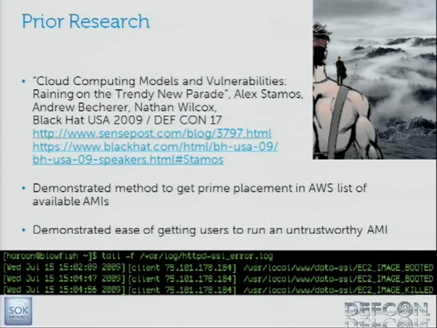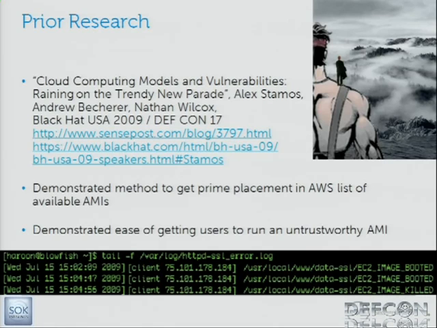As we're going through this, we found some prior research that we thought was interesting and wanted to call out. A few years ago, back at Black Hat 09, DEFCON 17, a group of researchers, including Alex Stamos, delivered a talk called Cloud Computing Models and Vulnerabilities: Raining on the Trendy New Parade. Among other things, they showed two interesting techniques. One was a way to essentially game the system to get prime placement for their own machine image within the list of public machine images.